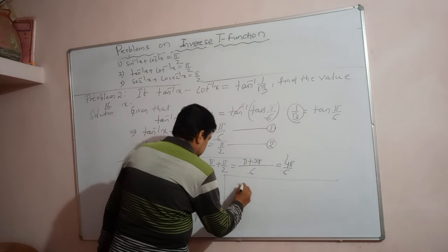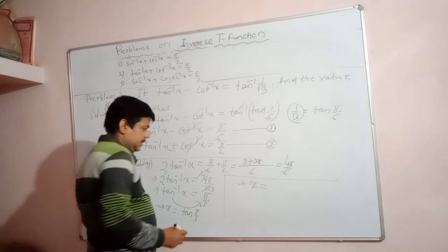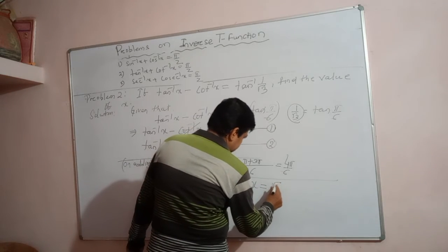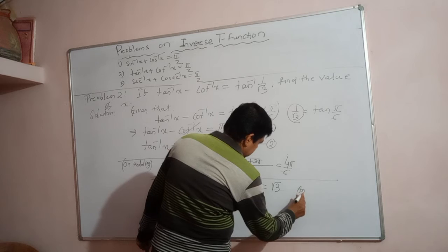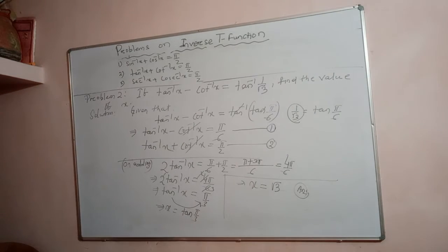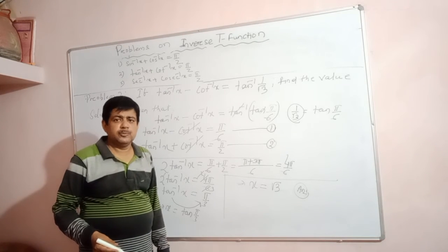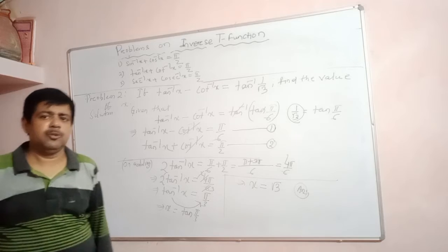That implies x is equal to tan pi by 3. How much? Root 3, all of you know. Hence this is the answer: x is equal to root 3. Clear? Understood? Okay, thank you.